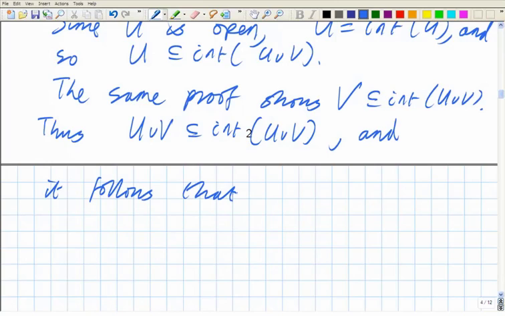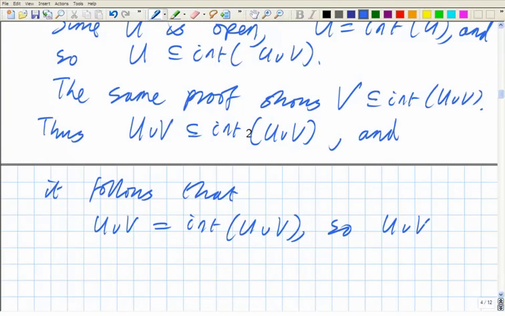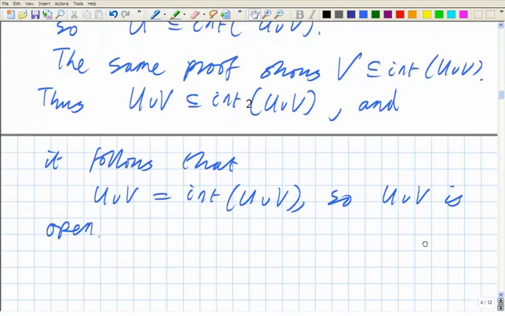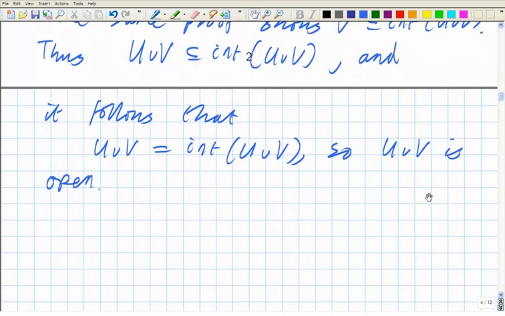I'll put in the extra step here. U union V is actually equal to the interior of U union V. So U union V is open. Unfortunately, we can't really use that trick for the intersection. The intersection needs its own proof.